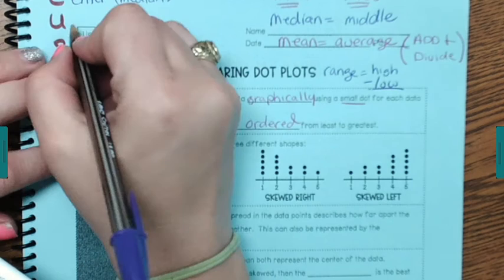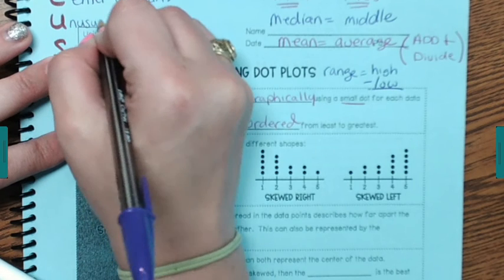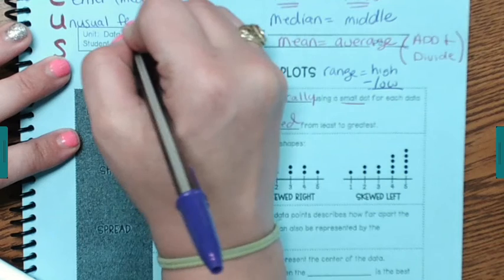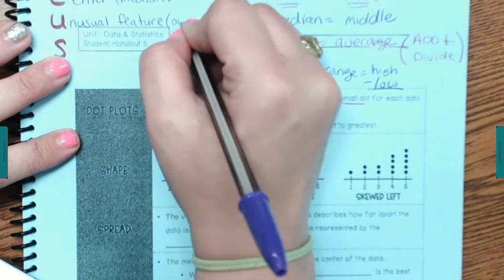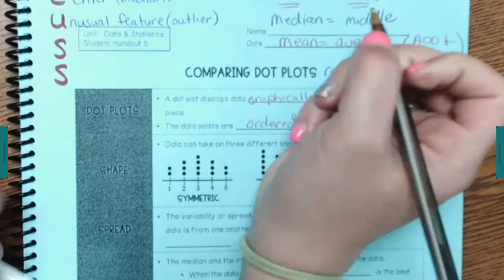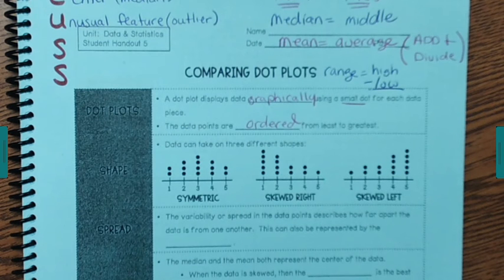The U is an unusual feature. And this is an outlier. If we were to put all of our ages on a dot plot, most of you would fall in 11, 12, or 13. But if you added Miss Fivery or Miss Davis, would we be right there with y'all, or would we be an outlier by ourselves? By yourself. Yeah. So that is an outlier. Most of the data is clumped together except for these people over here who don't really fit in that data. That's an outlier.